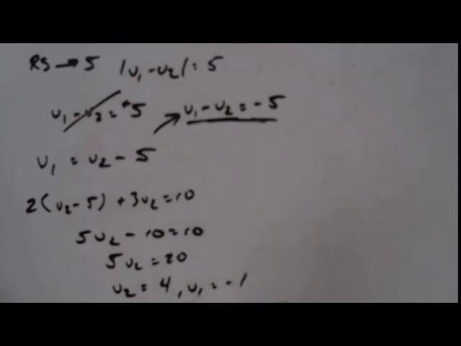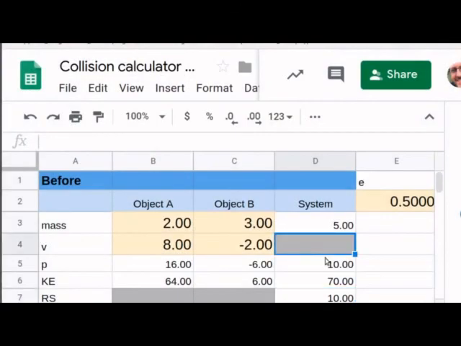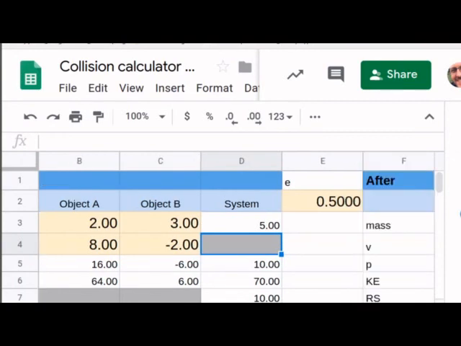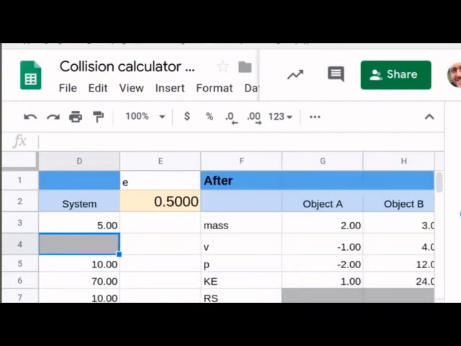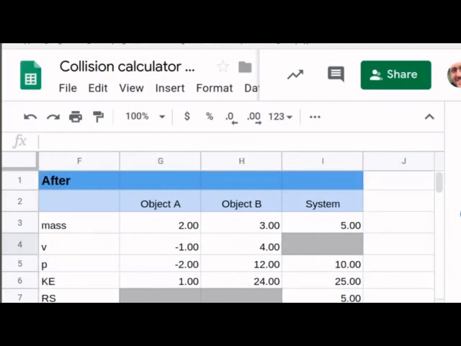V1 equals negative 1. There we go. That is the solution I want. V2 equals 4, V1 equals negative 1. So let me go back to the spreadsheet, and I'll show you that that is what I've got over here in my solution for the after.